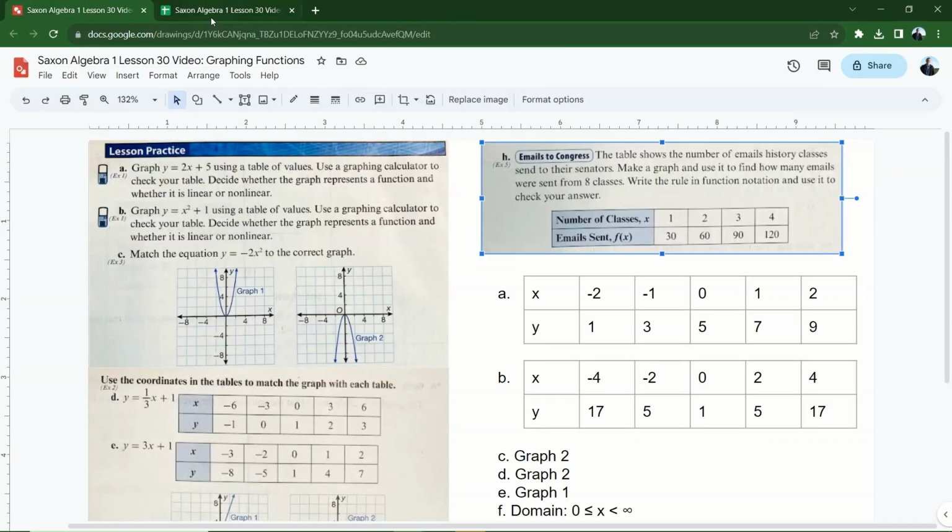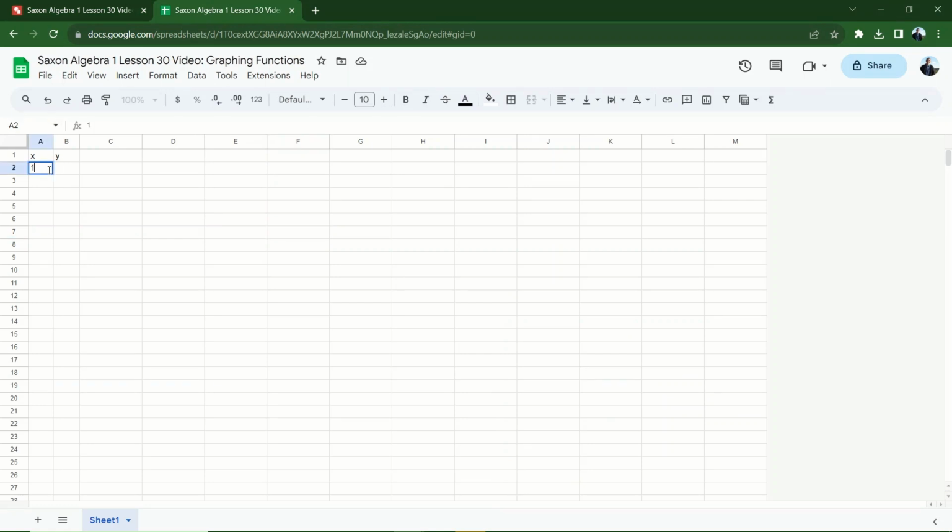130, 260, 390, 120. Okay, so let's go ahead and graph that.